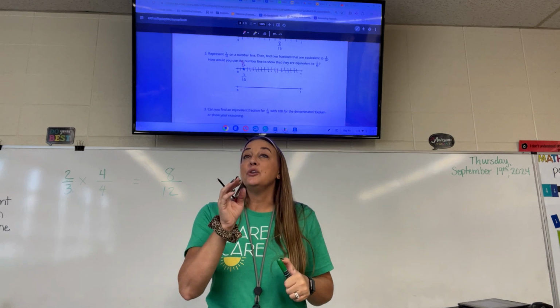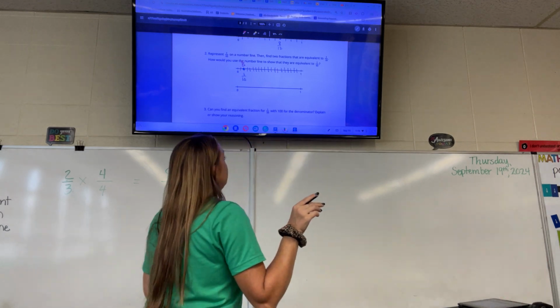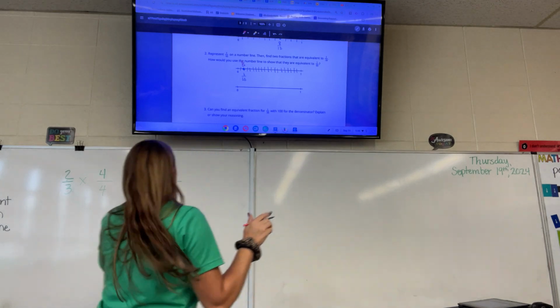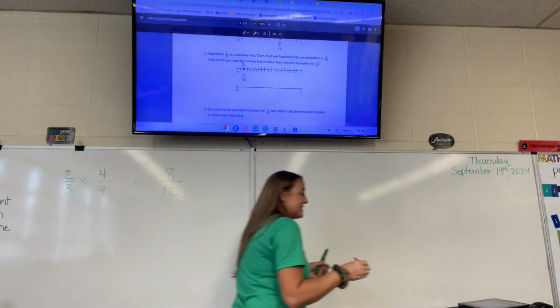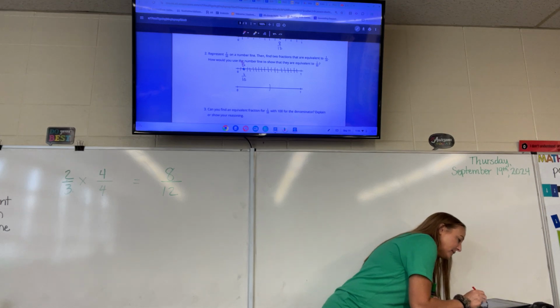We're going to count by tens because I'm going to show you, because we can use the same number line that we did up here. So split it in half. 1, 2, 3, 4, 5. 1, 2, 3, 4, 5.